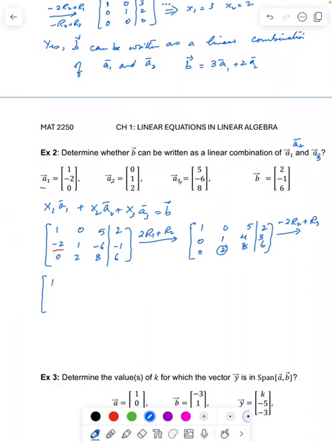So the first row is not changing. The second row is not changing. So this gives me 0 here, 0 here, 0 here, and 0 here. So what does that mean? It means we have a free variable. So note that x3 is free.